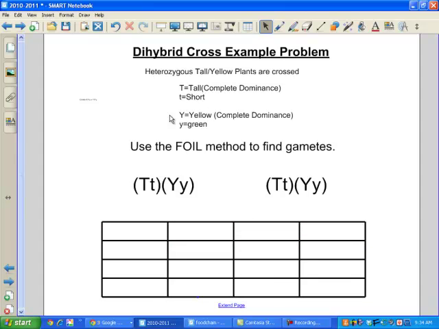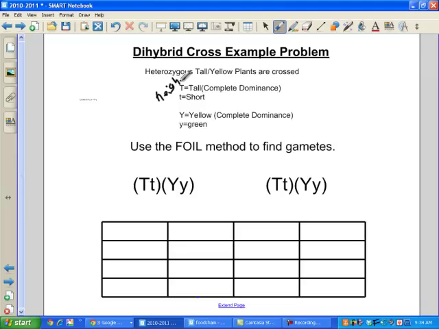Okay folks, I'm going to do my best to make this screencast to do a demonstration on how to do a dihybrid cross. So remember, a dihybrid cross is when we're looking at two different traits, two different varieties of two different traits. So for example, in this particular example, I'm going to look at height. So we're looking at height here.